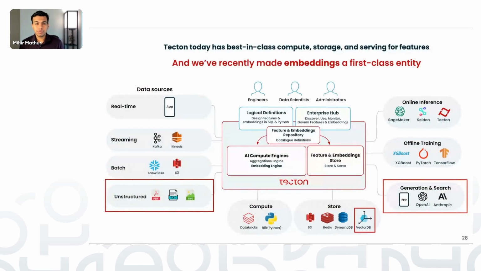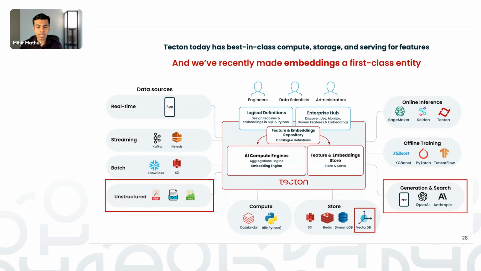So Tecton over the past 5 years has built the best-in-class compute, storage, and serving for features. Features are just any other categorical or numerical inputs to models. And we have been investing a lot of resources in just perfecting the feature platform. So we have a whole host of different data sources that we connect. We have all the capabilities around version control, logical definitions, discovering, using, monitoring, governing features.